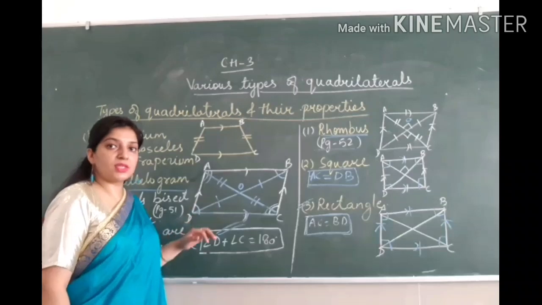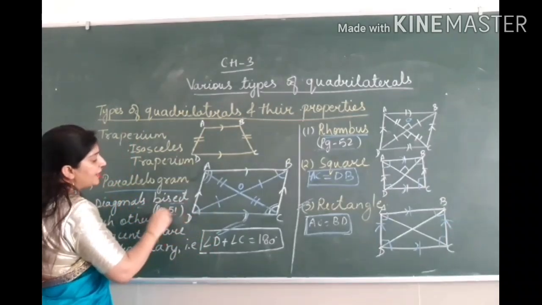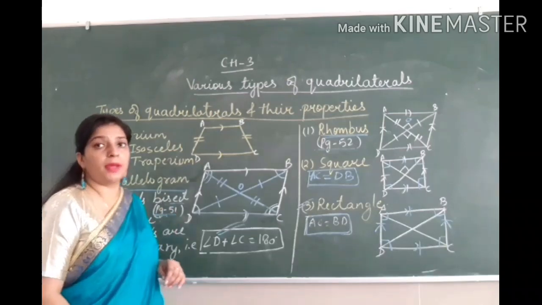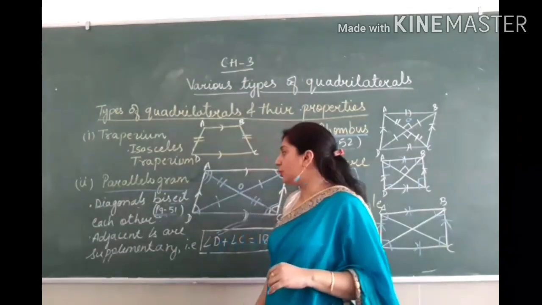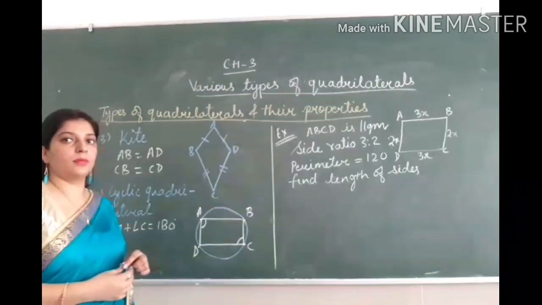So I hope this much is clear to you. Diagonals bisect each other. You can find the proof of this property on page number 51 in your new book.